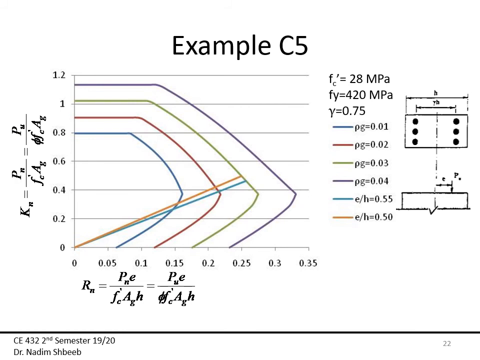So I was able to generate my dimensionless interaction diagram for gamma actually equal to 0.75, F prime C 28, and Fy 420. Actually, I did that. I have two programs, one is an Excel spreadsheet, which made me draw this for you.